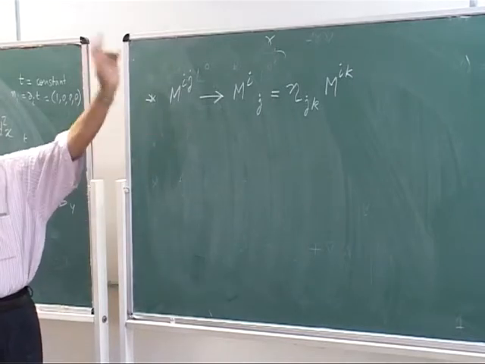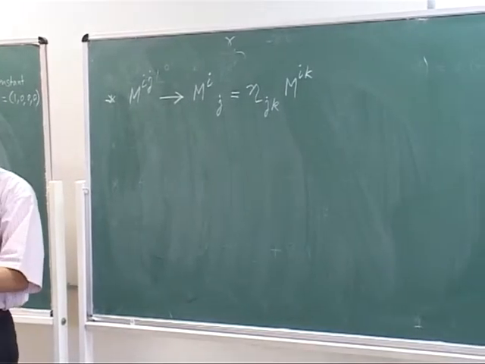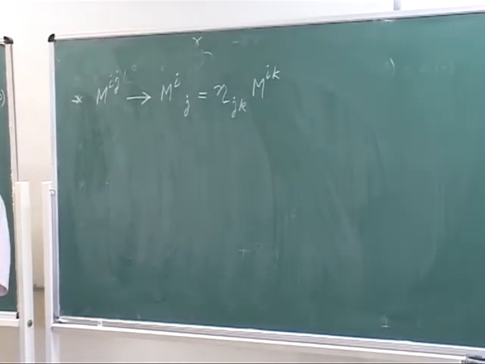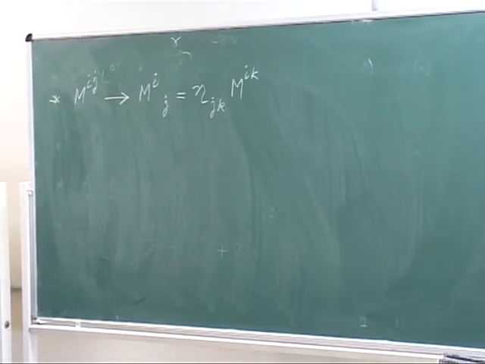Similarly, you can invert it and raise it, and you can lower both of them. So, if you have an n-index tensor, you can bring k of its indices down and n minus k up, for any value of k less than n. This is something you can do.